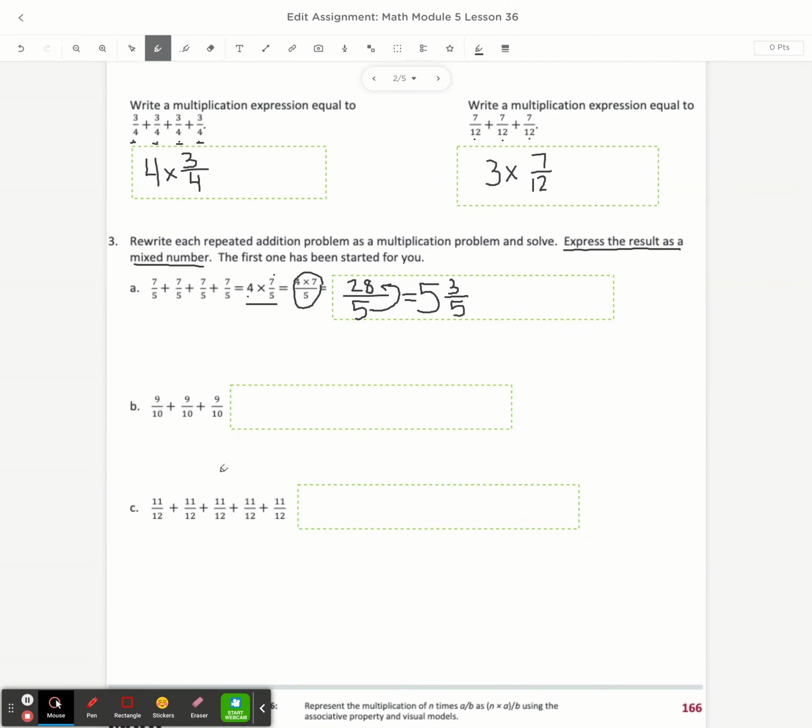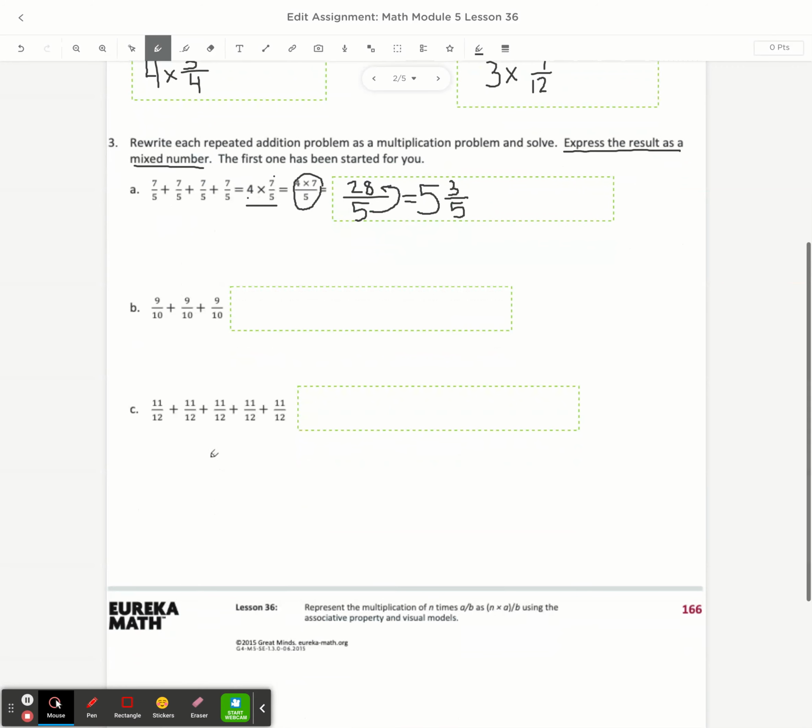And now we're going to do the same thing with part B. So part B, we have 9/10 plus 9/10 plus 9/10. So we have 3 times 9/10 because we have 9/10 written out 3 times. Remember, you do have to write the multiplication part because that is part of the direction. So you have to write out the multiplication equation here.